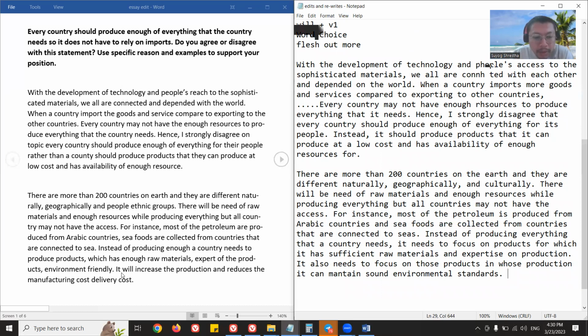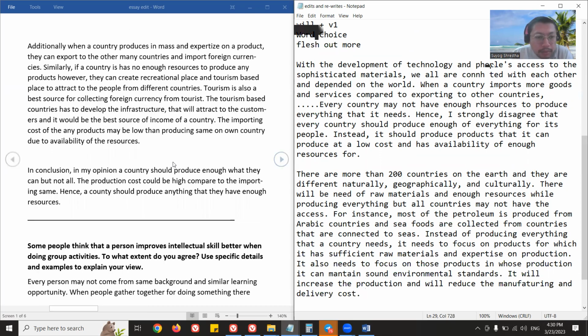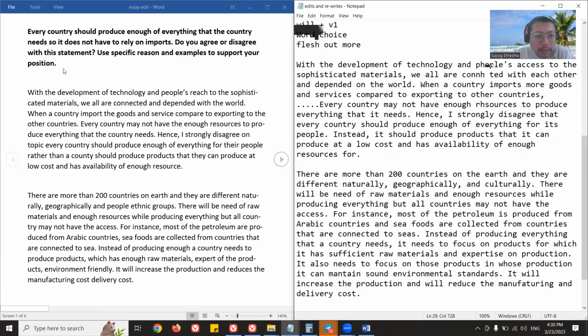So now the last one is: it will increase the production and resources. So again, मैले भने will पछि त्यो आउँदैन. It will increase the production and will reduce the manufacturing cost, delivery cost. Maybe he meant manufacturing and delivery cost. Okay, great. Now next one, I think the next paragraph.